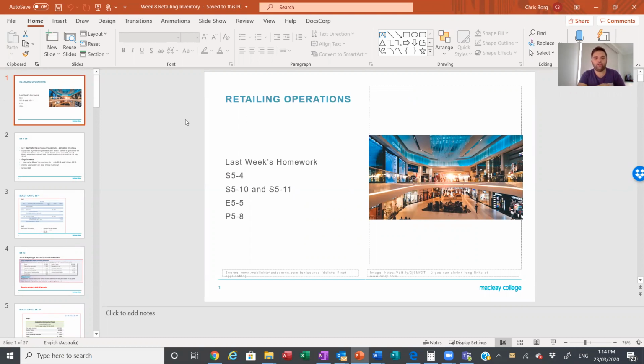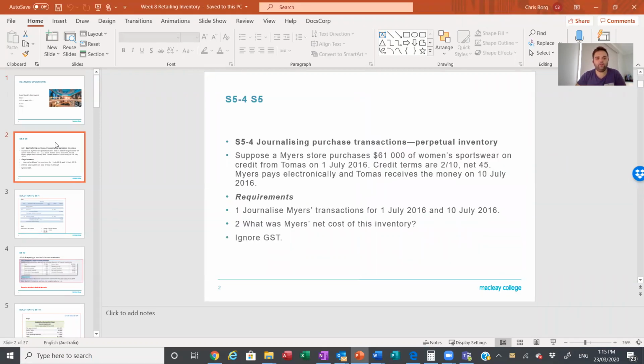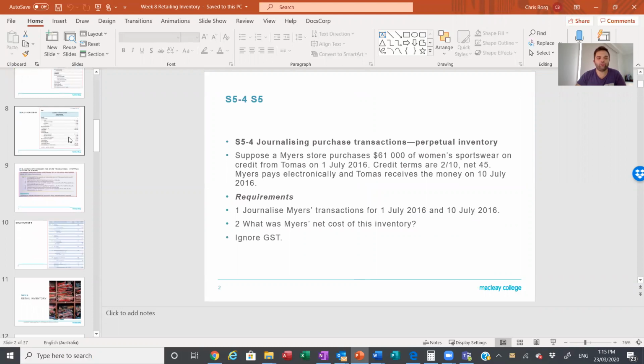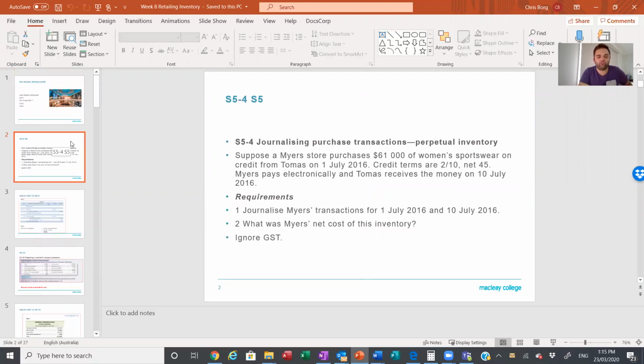Within those slides, we contain last week's homework questions, which we still expect you to do. So from last week's homework, you would have had questions S5-4, 5-10 and 5-11, which are your starter questions, exercise 5-5 and problem 5-8. So within the first 10 or so slides, we have provided the solutions for these questions along with the questions themselves and how they're worked.